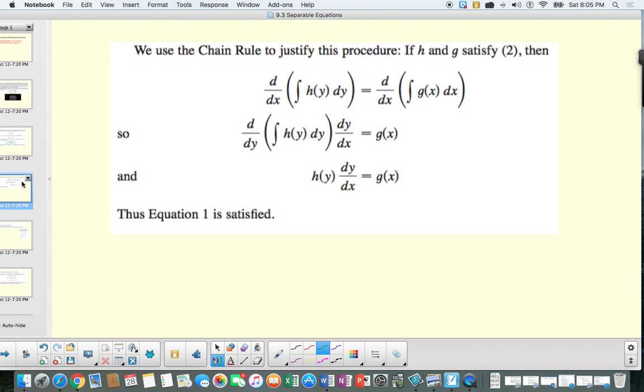Now, why does this work? Well, let's take the answer that we had and take the derivative on each side. And when we do that, we get back to what we started with.